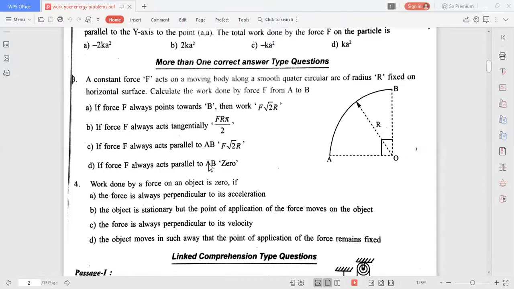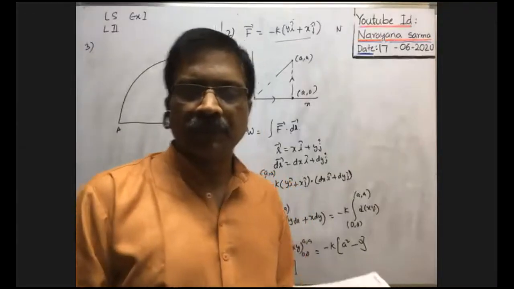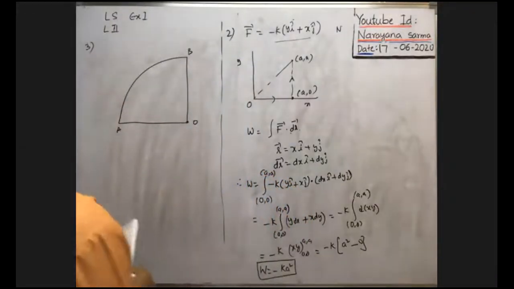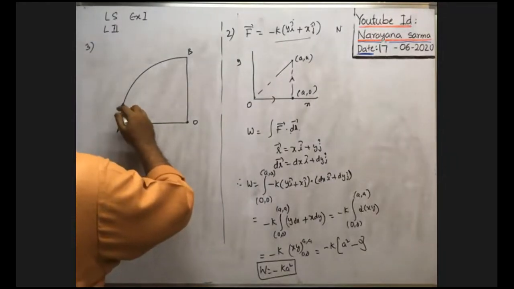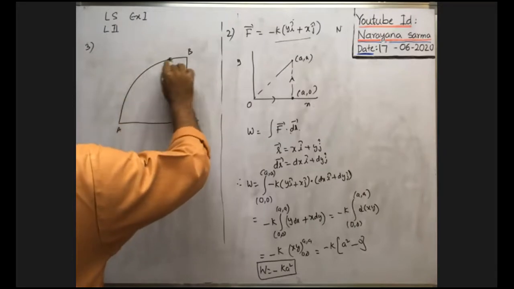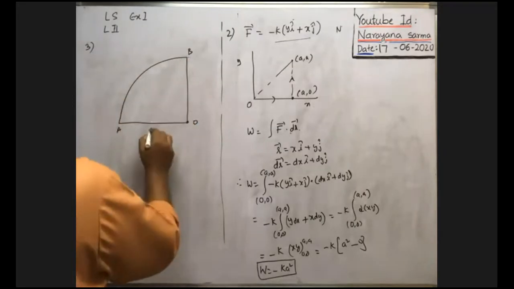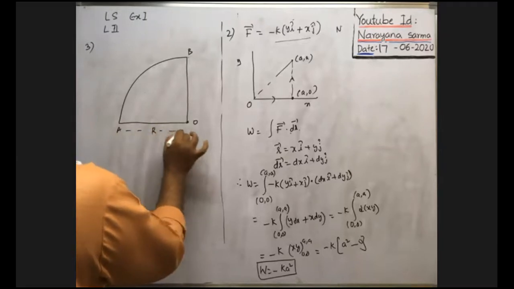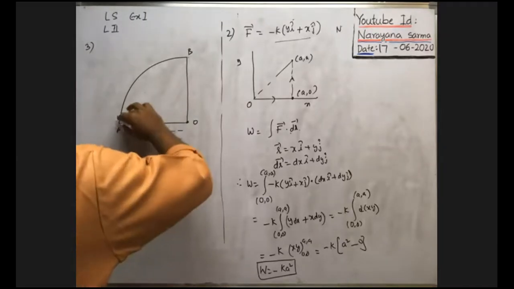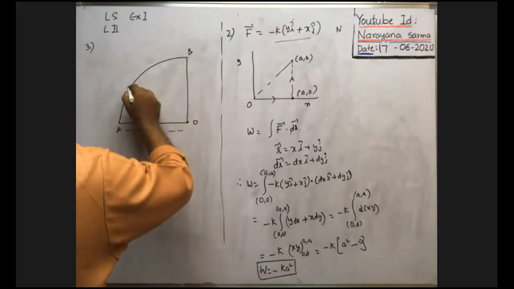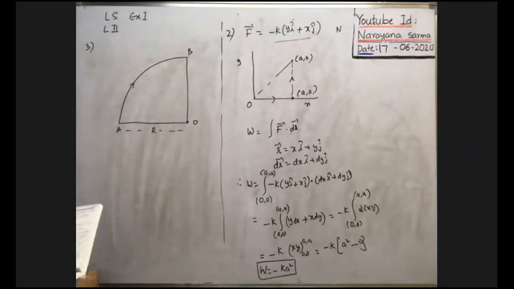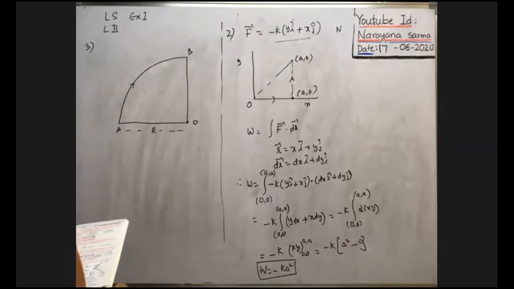I think I already discussed this in the concepts. Now all of you look at the board. So here, a constant force F acts on a moving body along the smooth quarter of a circular arc like this, of radius capital R. Here this distance is capital R, the radius. It is the circular arc, or quadrant, of the circular path along which the body travels, moved by a constant force F. Now calculate the work done by the force from A to B.